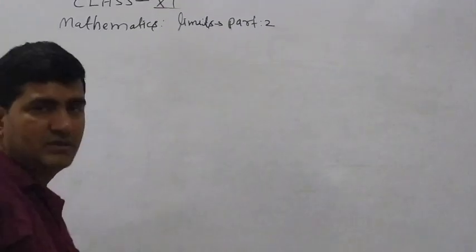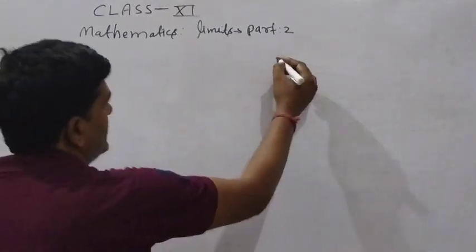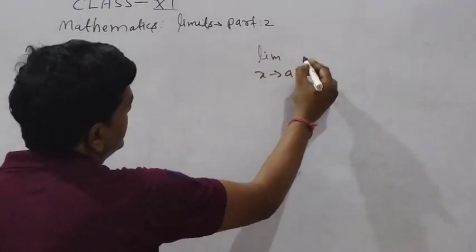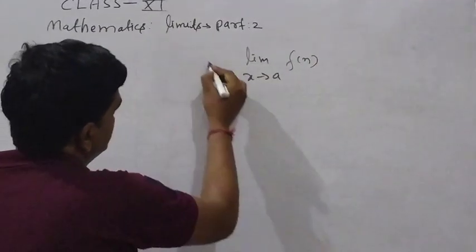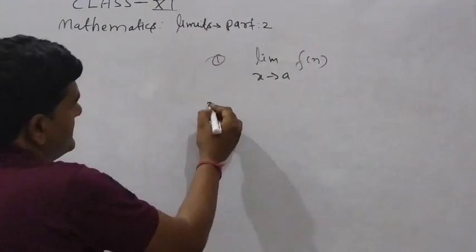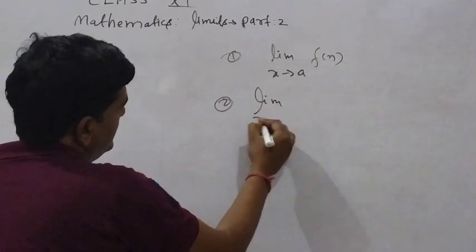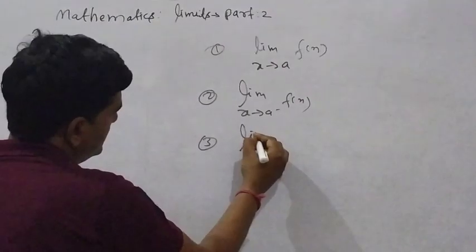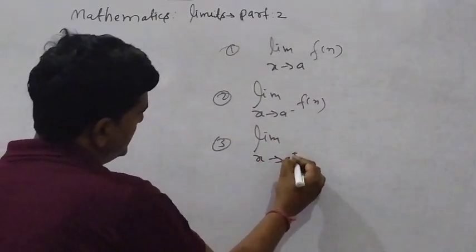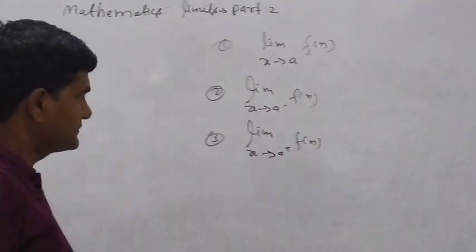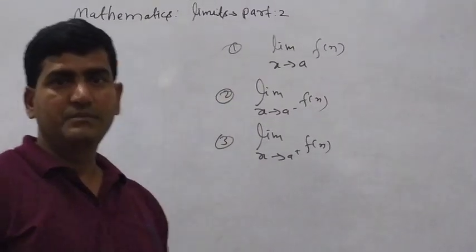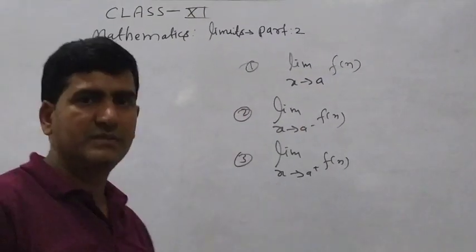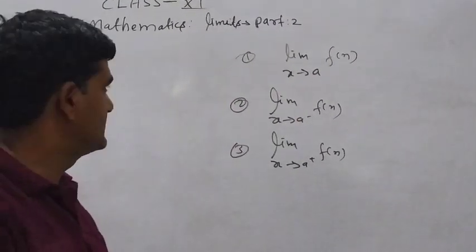Okay. As shown in the first video, here limit x tends to a f(x), and the second one limit x tends to a minus f(x), the third one limit x tends to a plus f(x). Clear? It means we can put a limit if the function is there. If the function is not there, we can't put the limit. We can't take the limit. Otherwise, it is meaningless.